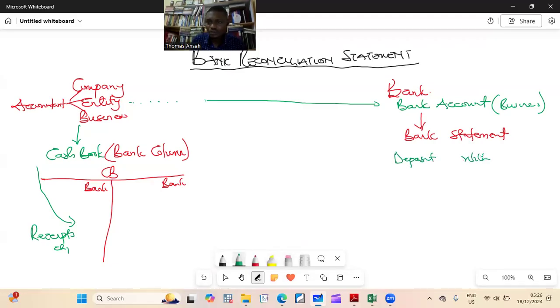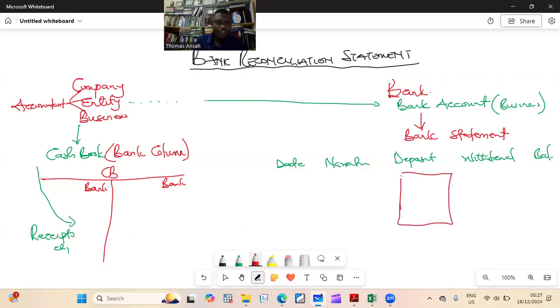Withdrawal, then balance. They will have the date, then narration. That is how most bank statements look. So for example, if I have this check, I have debited it here. What do you think the bank will be doing to my account? They will be putting it into my deposit because I came to deposit. So it will be at this side. Anything that you receive here, when you go to the bank, you deposit.